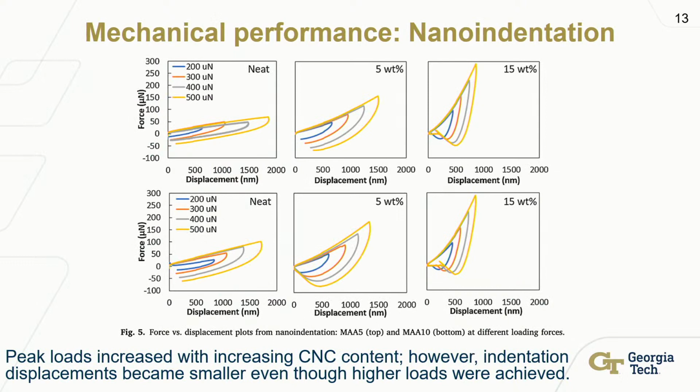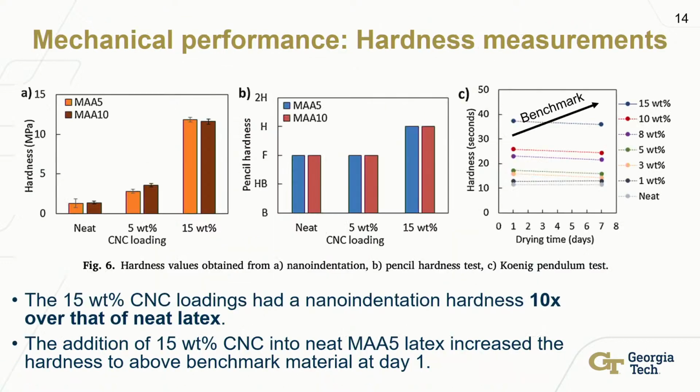We also looked at nanoindentation. So this was done looking at the neat material up to the 15 weight percent for our two different 5 and 10 weight percent acrylic acid, and roughly the result is the same. You get much higher loads at peak as you increase the amount of CNC, regardless of the initial loading force. So from this data, we can actually use a model and estimate the hardness. And you can see that the hardness increases really dramatically on going from the really soft, neat material to the 15 weight % loading.